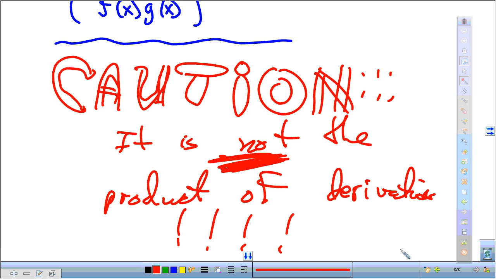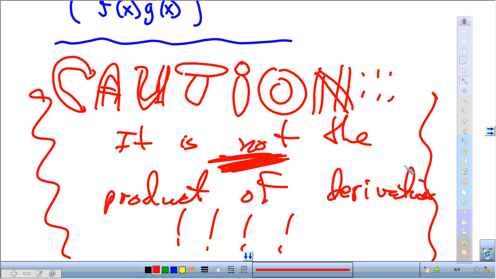So, first thing to get used to. We had the nice thing with the sum, but that's not going to work with the product. So we won't take derivative of f times derivative of g. It just doesn't work. So big caution. Caution, caution. Not the product of derivatives.